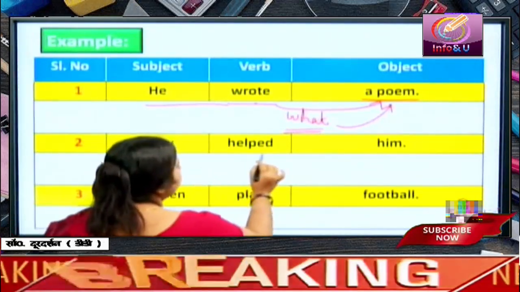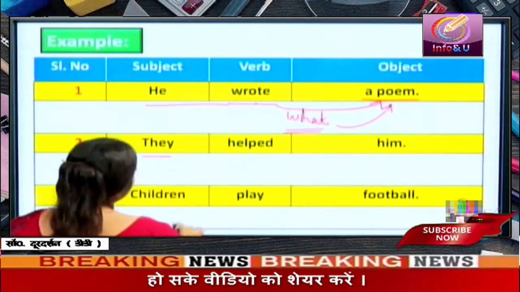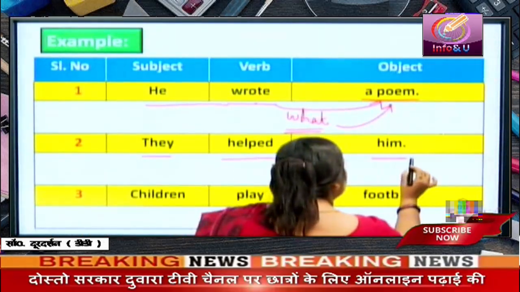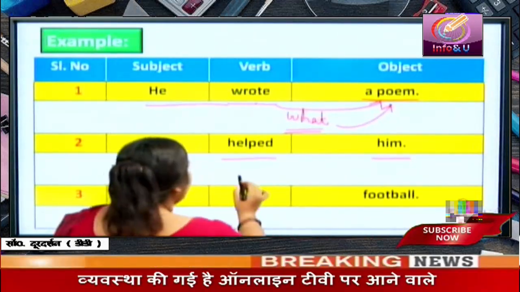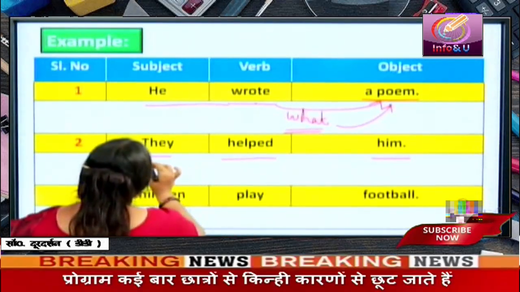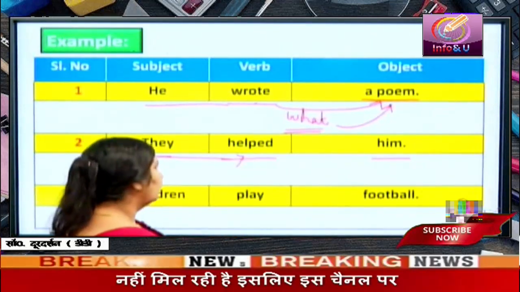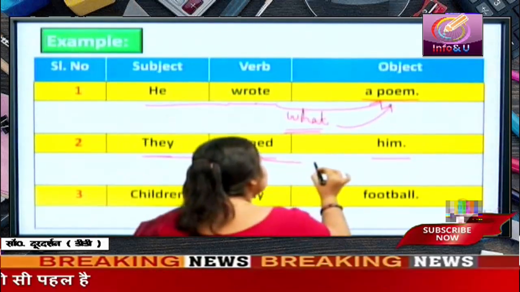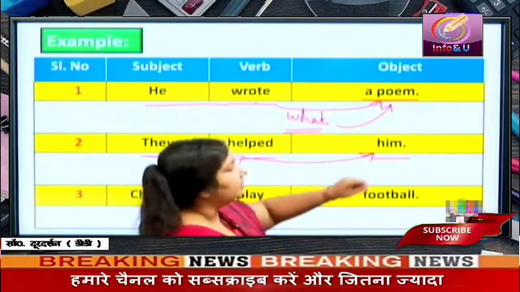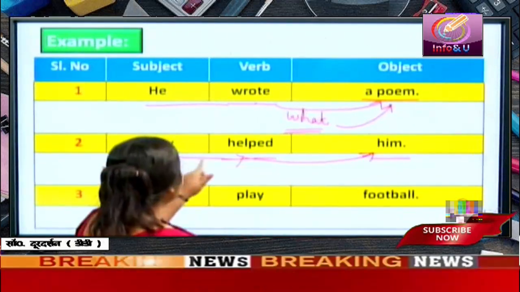They helped him. In this sentence, they is subject, helped is verb, and him is object. Helped is the action or work done by they. This is the action by subject. And this action helped is received by him. So, him is object.